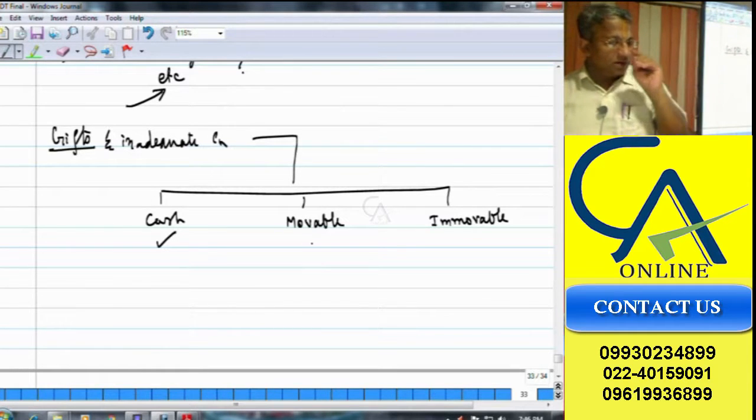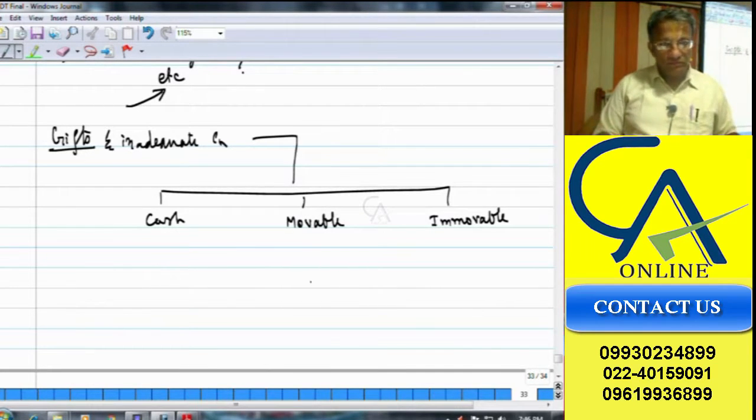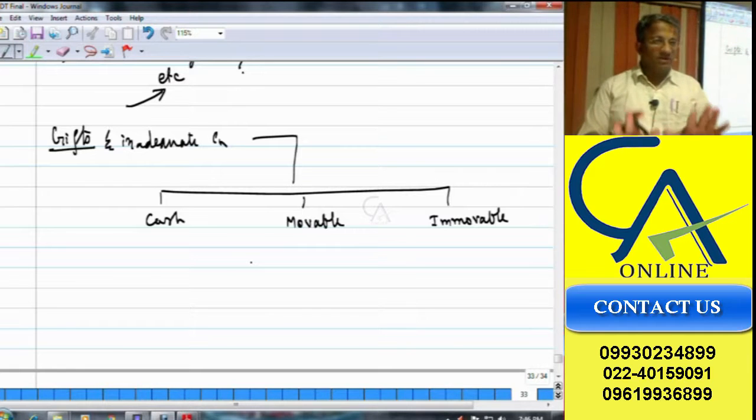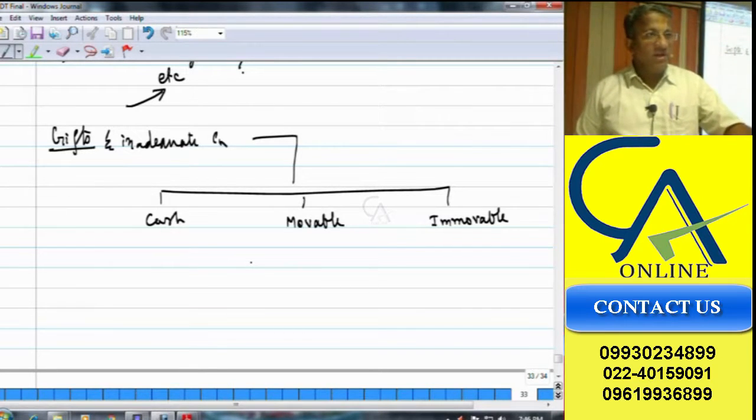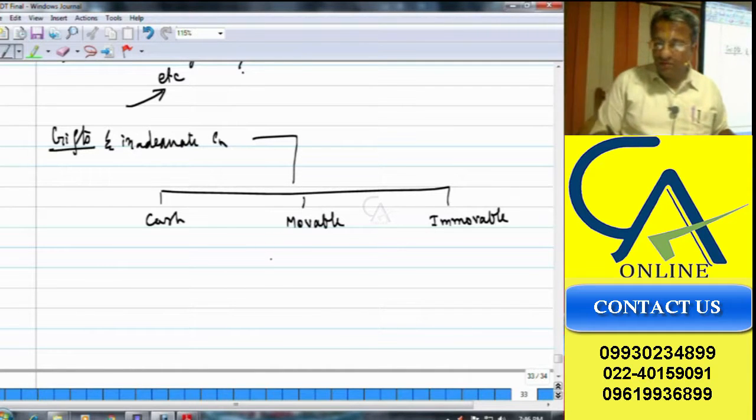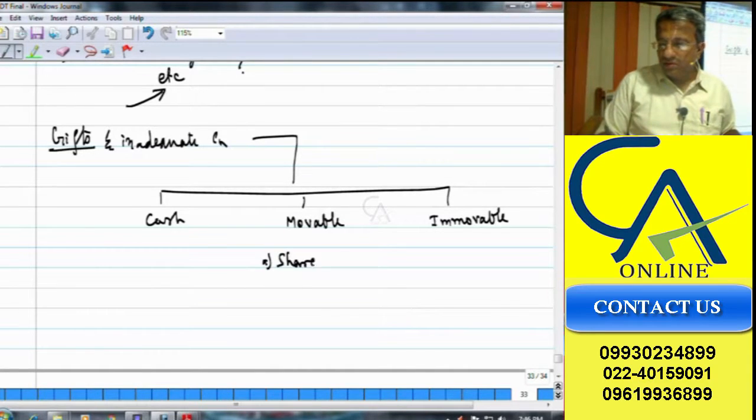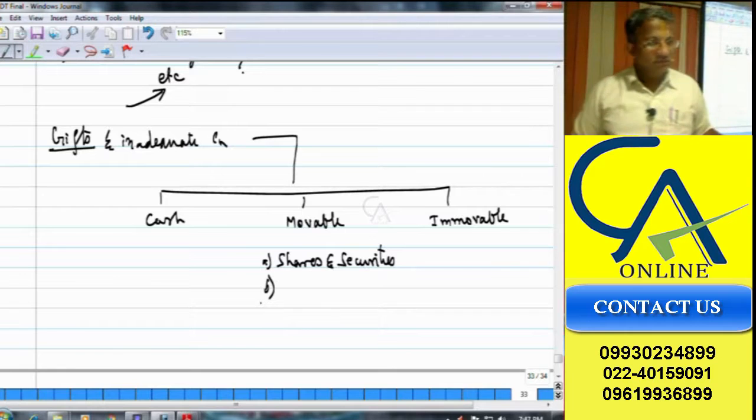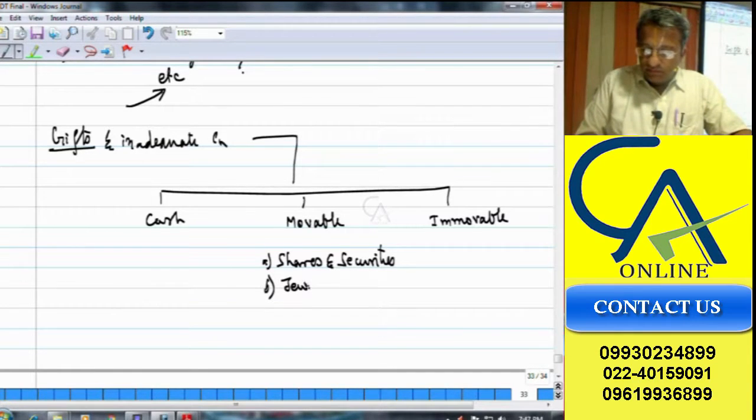Movable items. What are the movable items that you can have? No. Here you have got to be very careful. The list is an exhaustive list. If the item that you are talking about as a gift or having inadequate consideration is not falling in the list, then the receipt of that particular item will not be taken up as income at all. What is the first one? Shares and securities. Then jewelry. Then bullion.